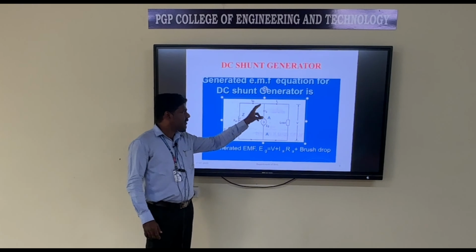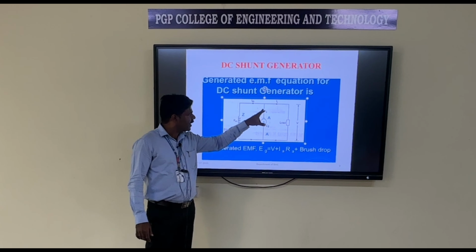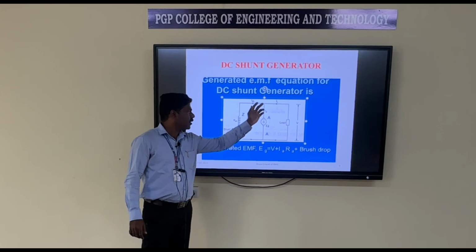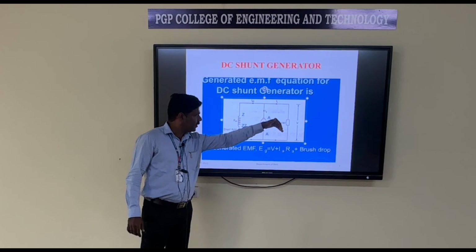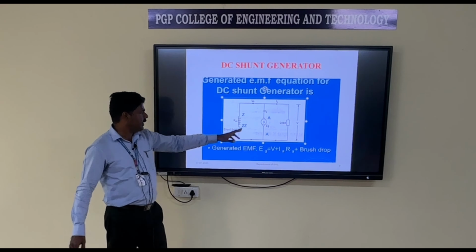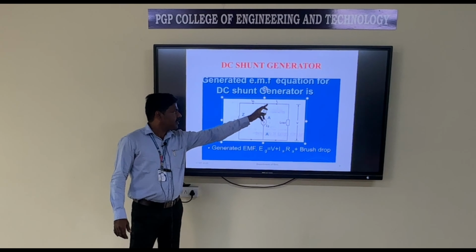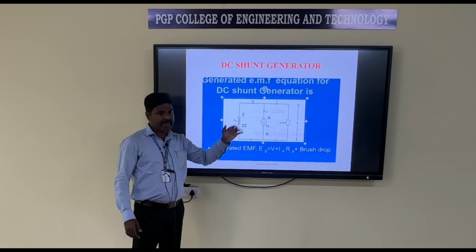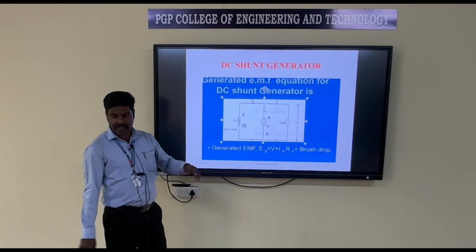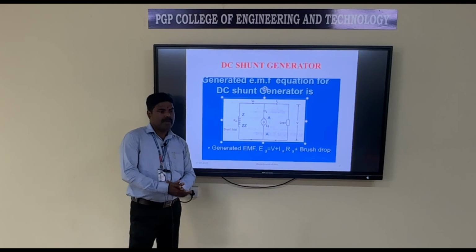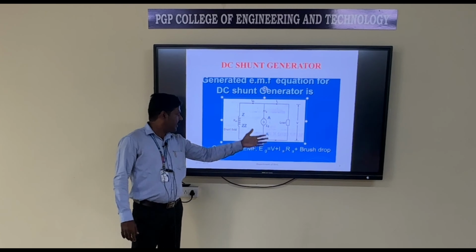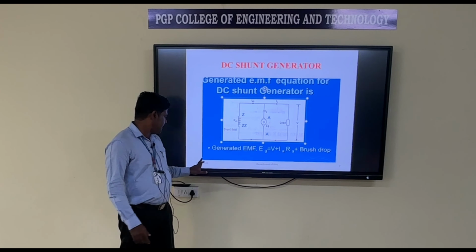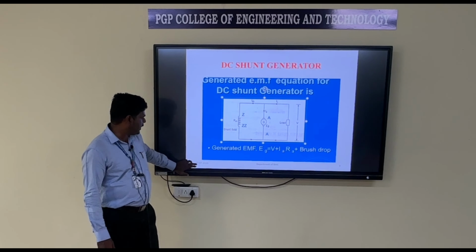Here this circuit is divided, so the armature current is divided into two parts. One part is flowing through the field winding, other part is flowing through the load. Therefore, this armature current IA is equal to ISH plus IL. We can get this armature current equation by applying Kirchhoff's current law at this node. By applying Kirchhoff's voltage law, we can get this equation EG equal to V plus IA into RA. This is about DC shunt generator.